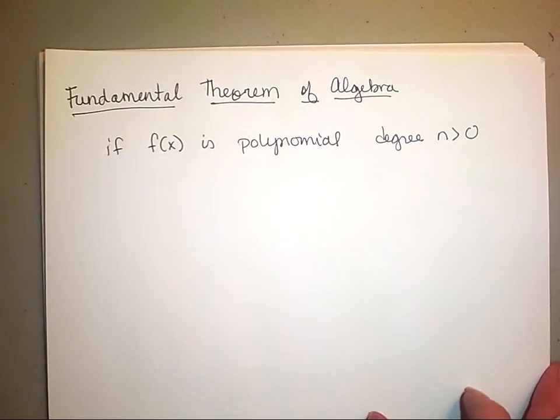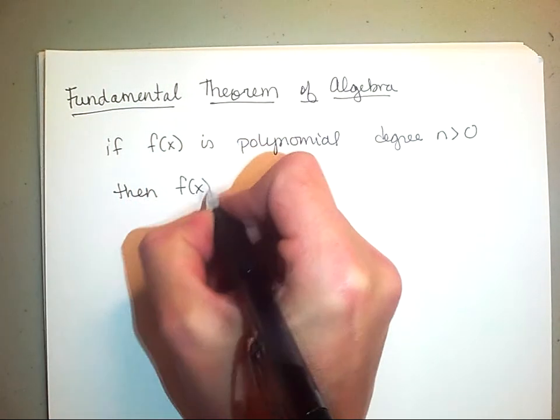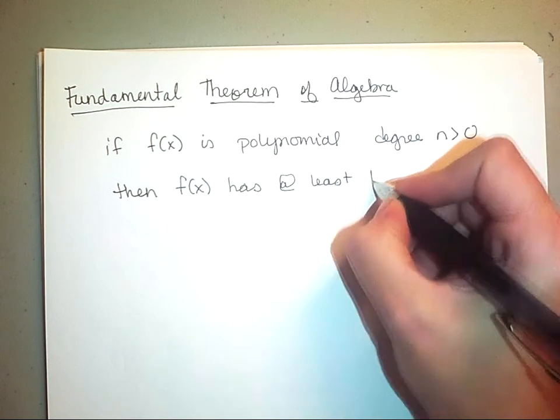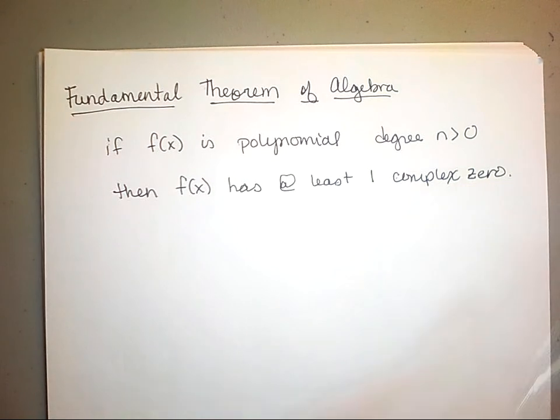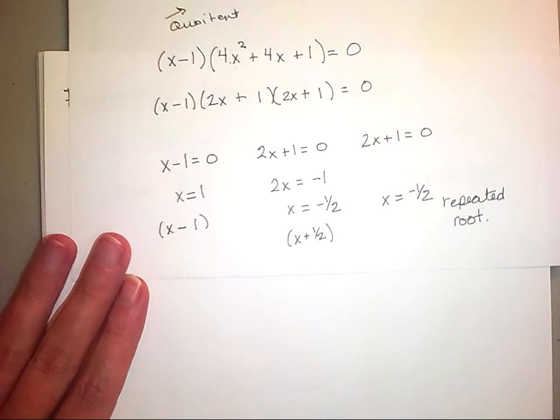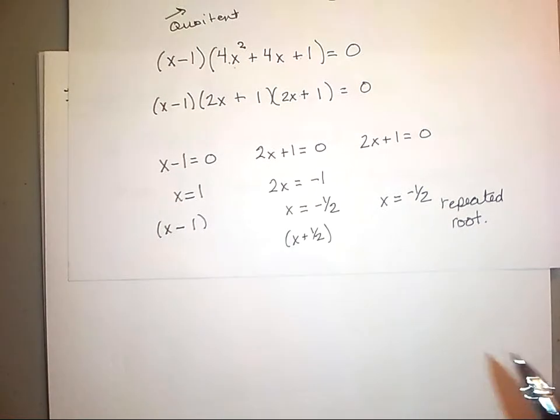Then what we can say is that the function has at least one complex 0. So at least one solution will be a complex number. Well, we can just look back at this and say, what the heck are you talking about? Here we had x equals 1 and negative 1/2 and negative 1/2. These aren't complex numbers. These are real numbers.